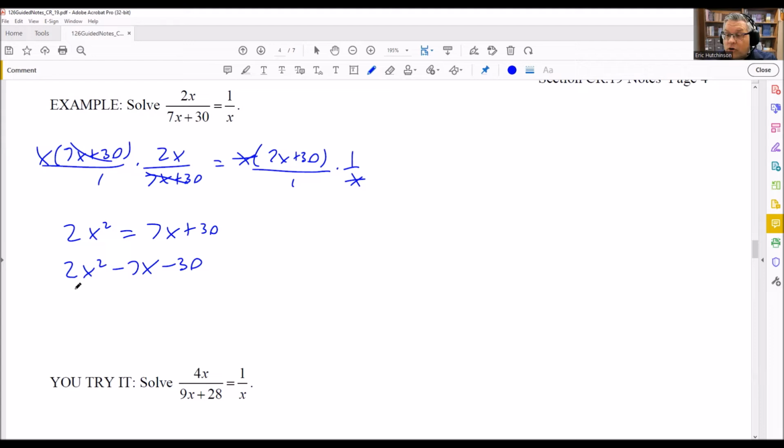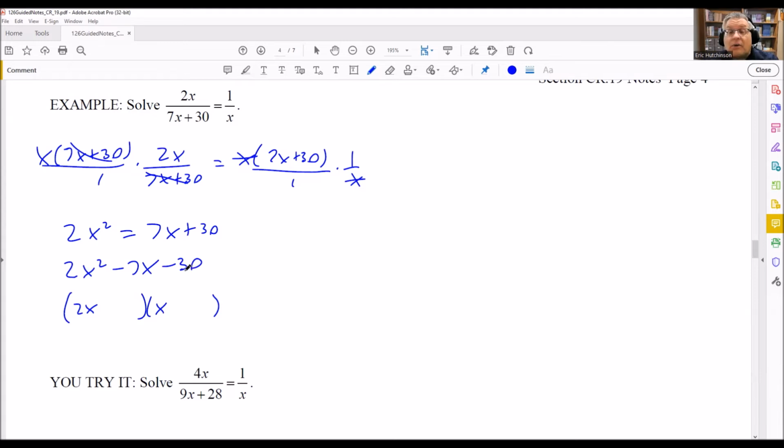This is something now that we're going to factor. Now we could factor it a couple different ways. We could do the grouping method, but I'm actually going to do the trial and error method here because we don't have a lot of factors of 2 to deal with. We have 2x, and x is the only way to make 2x squared.